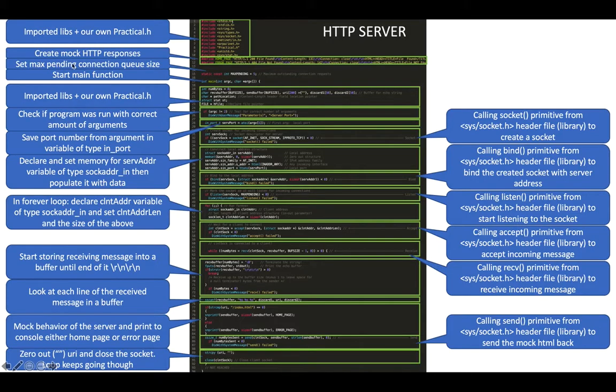Set max pending connection queue size. Here, because it's a server, we have to say, okay, if we have 5 connections pending, so there are 5 clients trying to get in, if there is a 6th one, just crash. Send back some information that it didn't work, and the client tries again in a moment, after the queue gets less busy.